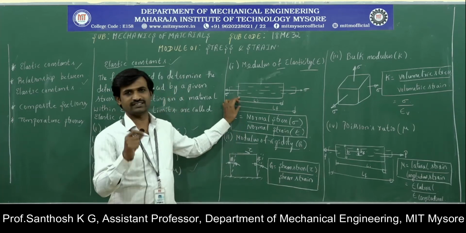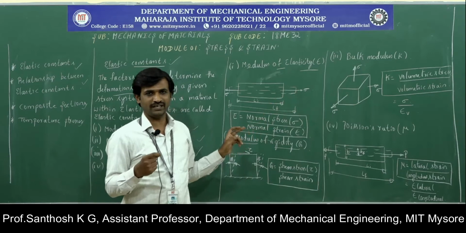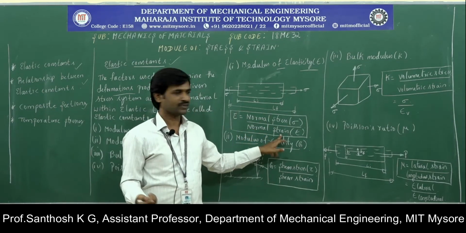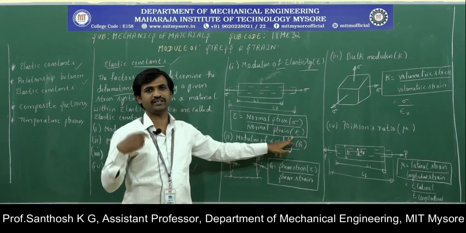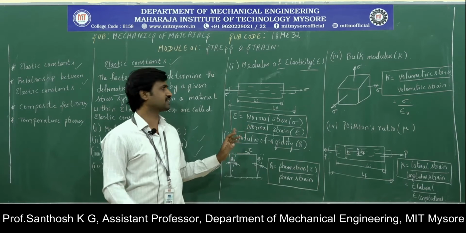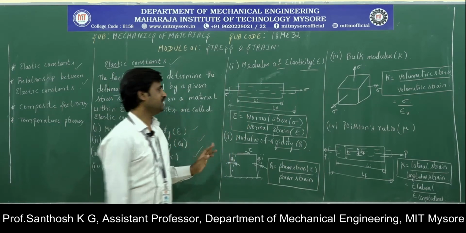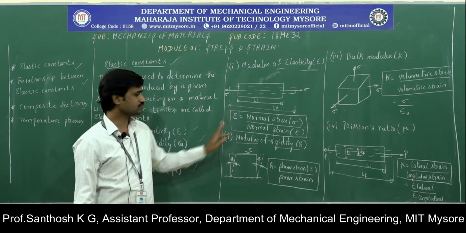Whenever there is a change in dimensions due to the normal stress, the type of strain induced in a body we are going to call a normal strain, and the ratio of this normal stress to the corresponding normal strain within the elastic limit, we are going to call the modulus of elasticity, and it is denoted by the term capital E.